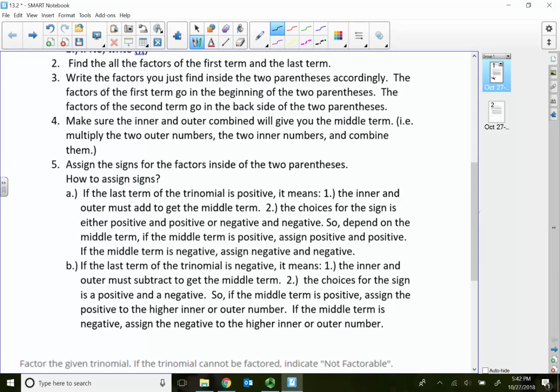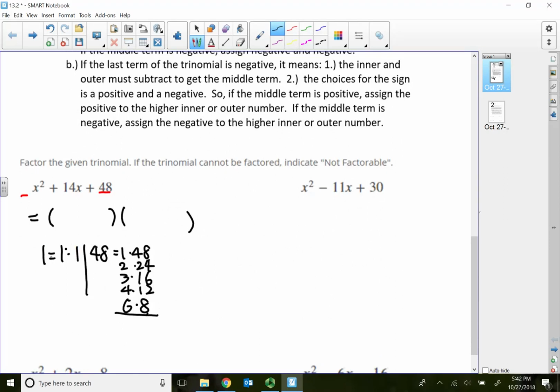Step number 3: write the factors you just found inside the 2 parentheses accordingly. The factors of the first term, 1x squared, go at the beginning of the 2 parentheses. The factors of the last term should go on the back side of the 2 parentheses. So the factors of the first term are 1 and 1, and the factors of the last term, 48, go at the back side, starting from the very last set we found.